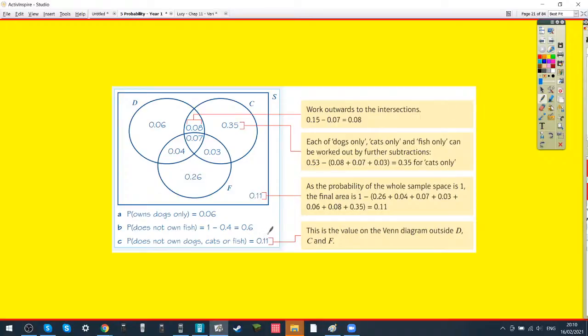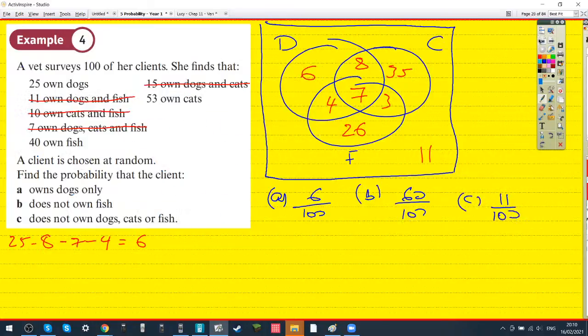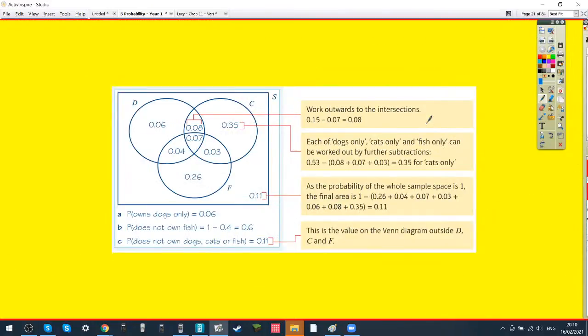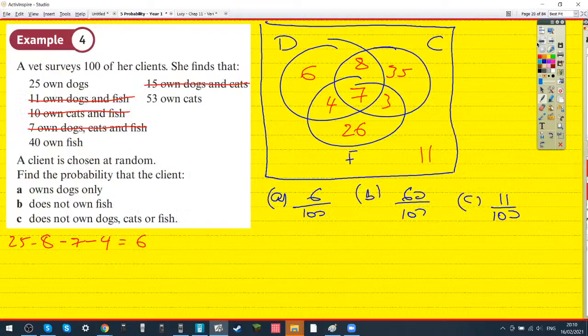To see, so 11 out of 100. That was 60 out of 100. And then that one simplified down, did it? Yeah. No, that's it. Good. Great. I think we're doing great. So just watch out for that.